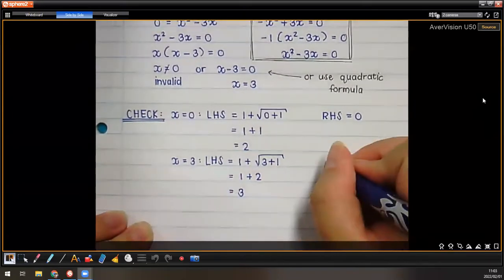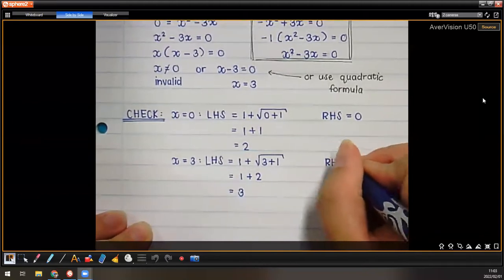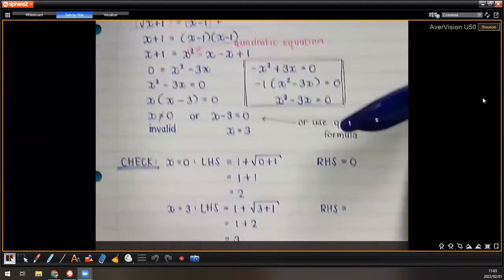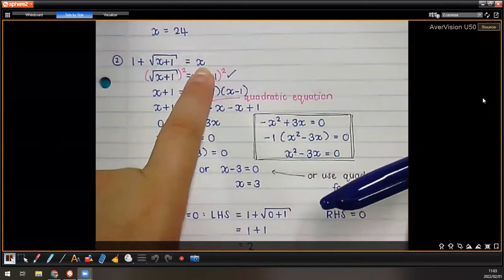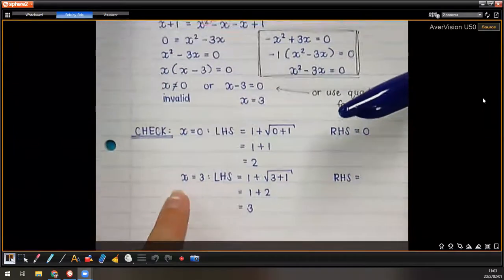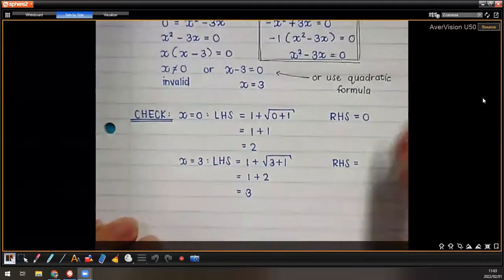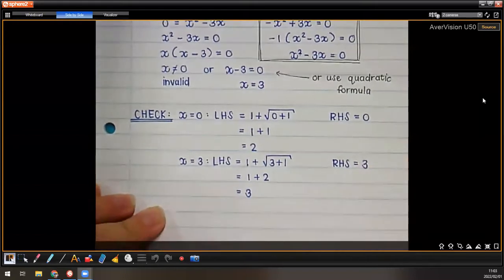Right? So let's look at the right-hand side. Do we also get 3 for the right-hand side? What was the right-hand side of the equation? x. And what is x here? We are looking for x equals 3. All right, so we do get an equation that works. We sub in x equals 3. The left-hand side of the equation is equal to the right-hand side.